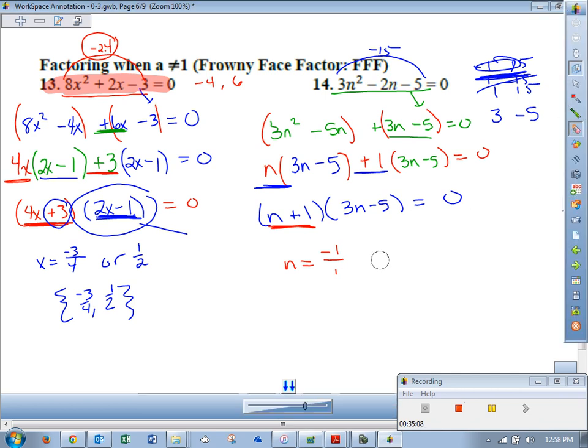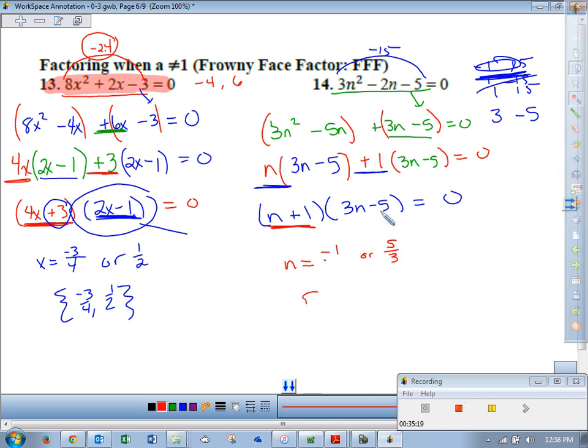Or, what about this guy? What value of n makes him turn out to be 0? Opposite of this guy over that guy. What do you get? 5/3. Opposite of this guy, 5 over 3. Negative 1, 5/3.